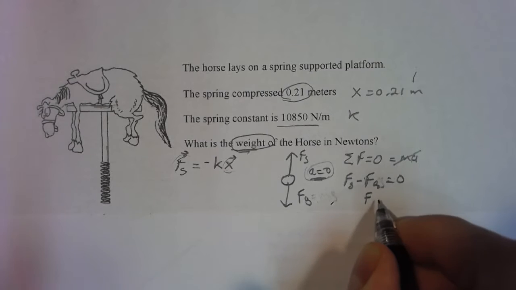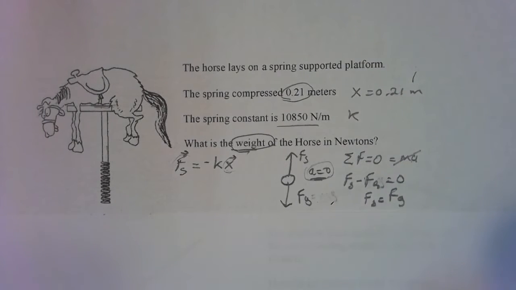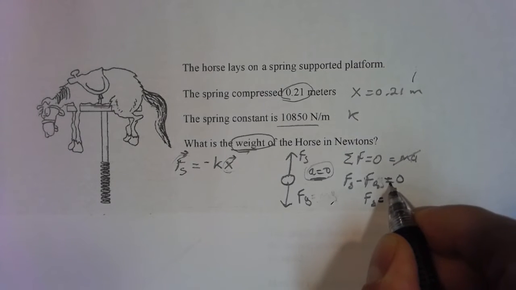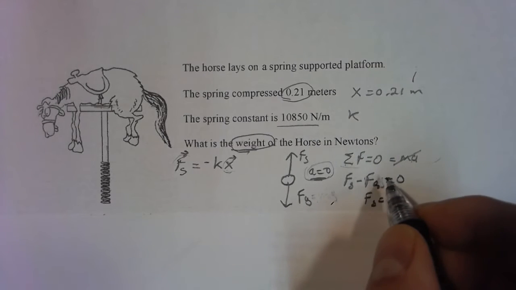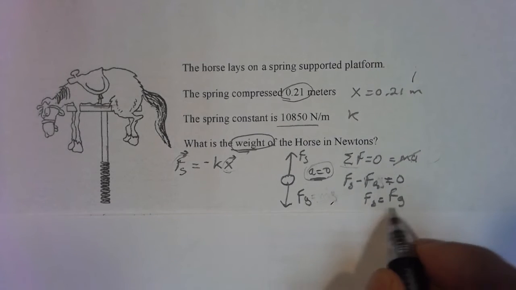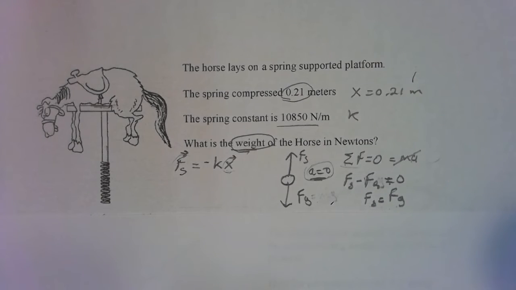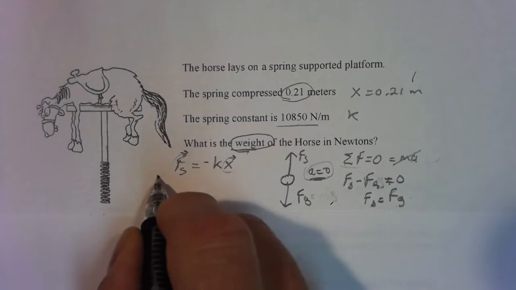So we know in this case, the spring force is going to equal the gravitational force's magnitude, since there's no acceleration. Now this is Newton's second law. If there was an acceleration, these forces wouldn't be balanced, but then the horse wouldn't be sitting there. So we know this is true, that the spring force has got to equal the weight of the horse. Well, the spring force is found here.